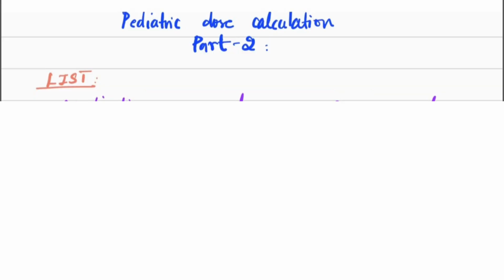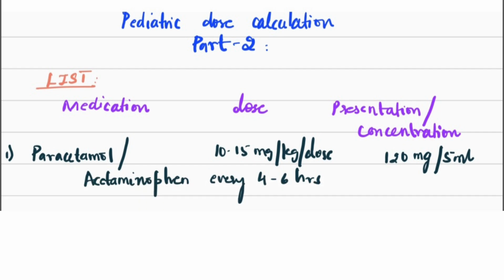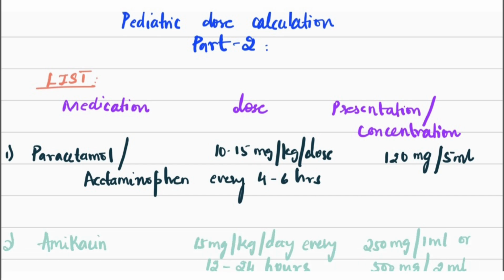Here are a few examples of the medication dose and the presentation of the drug. Paracetamol is presented in syrup form as 120 milligrams in each 5 milliliters, whereas the dose is given as 10 to 15 milligrams per kilogram per day in every 4 to 6 hours. Amikacin, dose is 15 milligrams per kilogram per day every 12 to 24 hours.